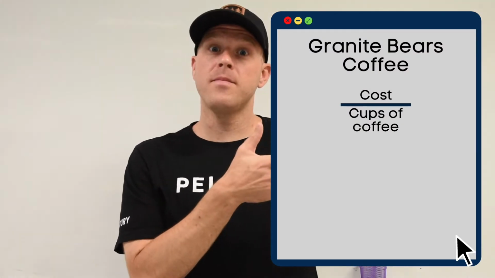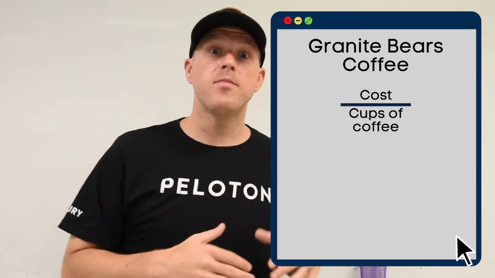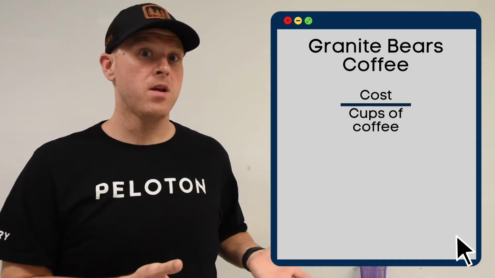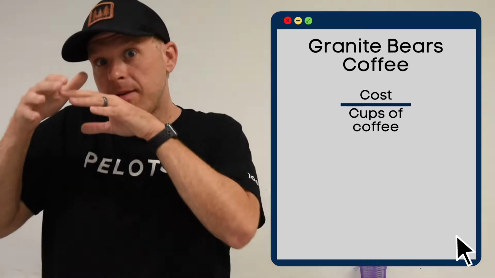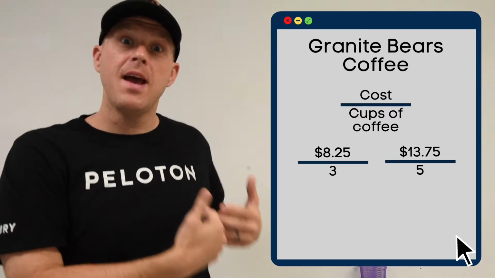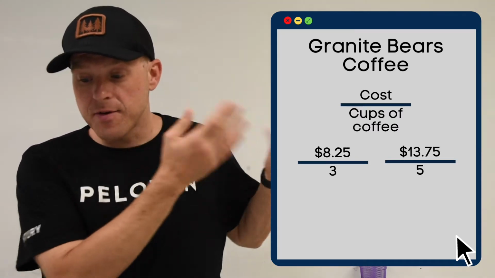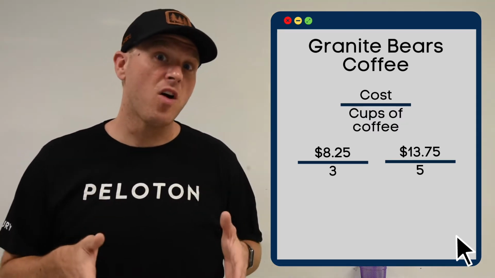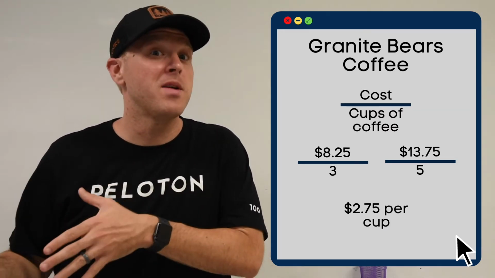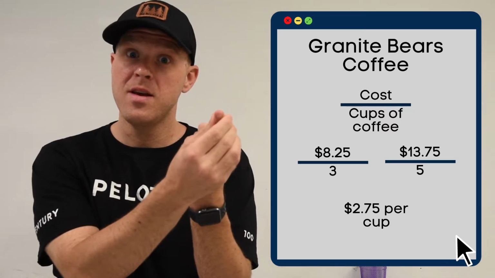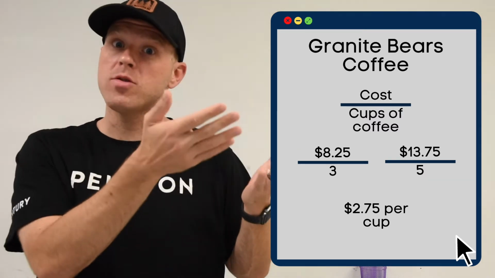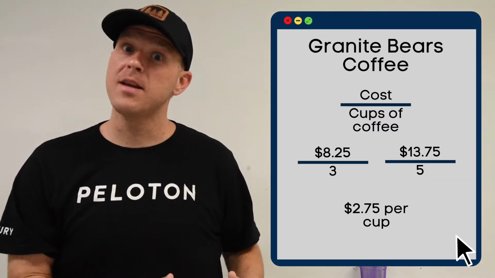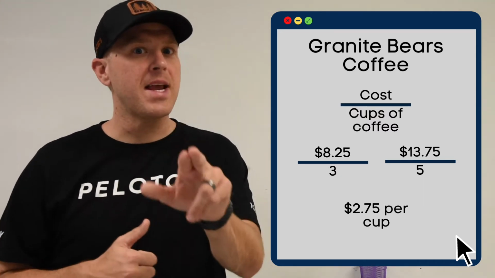So let's do Granite Bears Coffee first. We're going to put price on top, and the number of cups of coffee on the bottom. Remember, it said in our problem that it was $8.25, so that's going to be on top, and then 3 on the bottom, and then we'll have $13.75 over 5. Well, when we do both of those, we find out that at Granite Bears Coffee, it costs $2.75 per cup. That's our constant proportionality, because we did y divided by x. Cost was our y, the number of cups was our x, but that's also our unit rate. They are the same thing. So that is for Granite Bears Coffee.